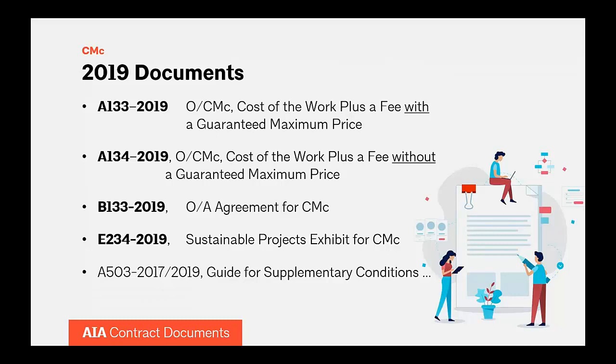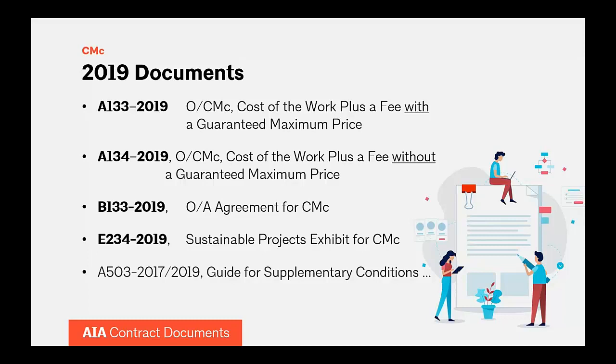Each family of documents that AIA produces contains a full set of agreements and forms that have been carefully written and coordinated with each other. It's also why we need to be really careful when we're editing any of the documents, since changes in one also may affect the roles and responsibilities in the other documents. So here are the primary documents we use in the CMC family.